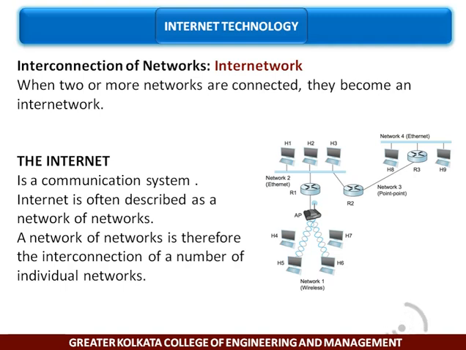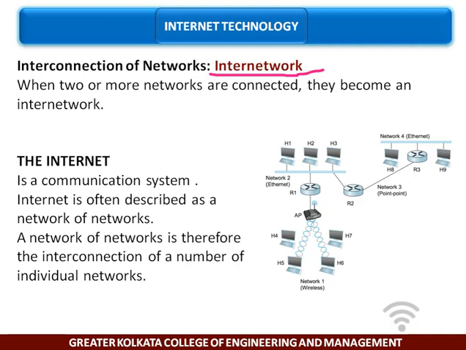Next, we will learn about the interconnection of networks and internetwork. Today it is very rare to see a LAN, a MAN or a WAN in isolation. They are connected to one another. When two or more networks are connected, they become an internetwork, or internet you can say.